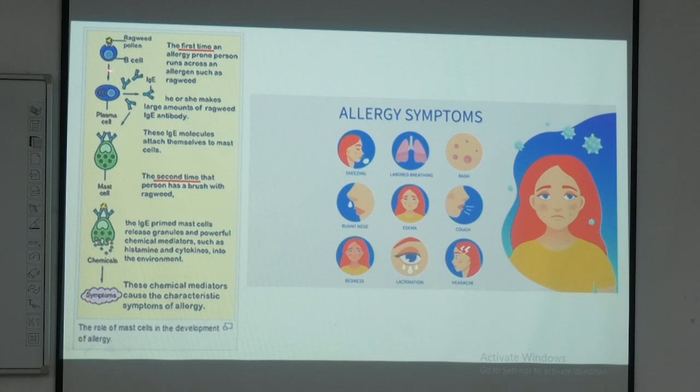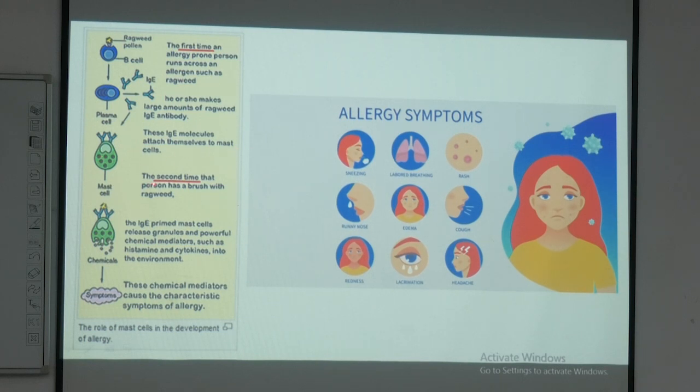So here we can see for the first time, suppose this is a ragweed. So this is an antigen. It is entering the body. It is interacting with the B cells. So the B cells are producing plasma cells. These plasma cells will produce IgE antibody. So then this IgE will get attached on the surface of these mast cells. So this is the first time.